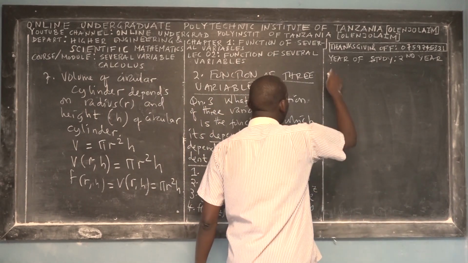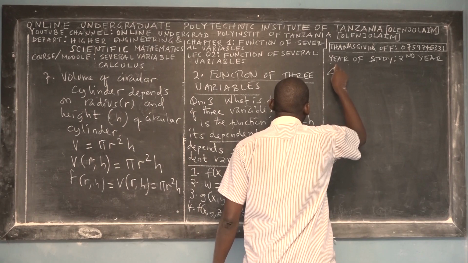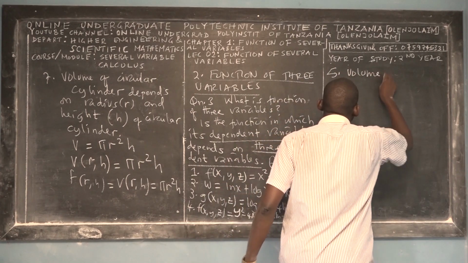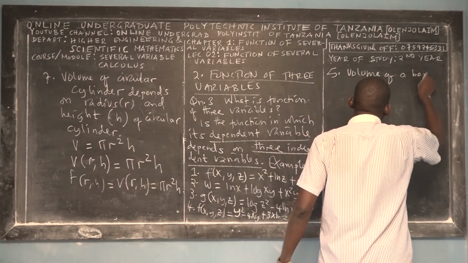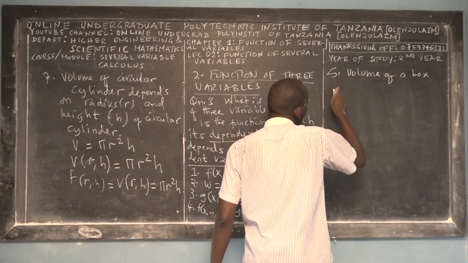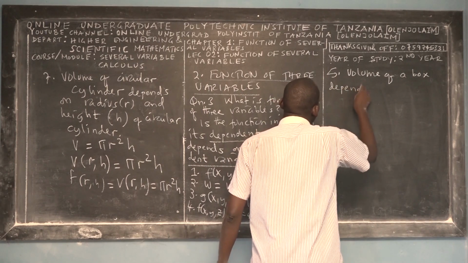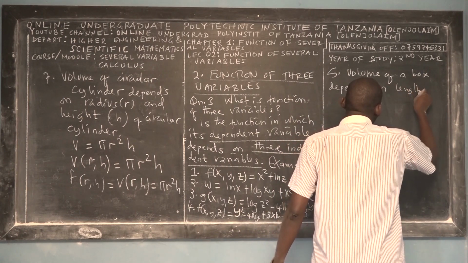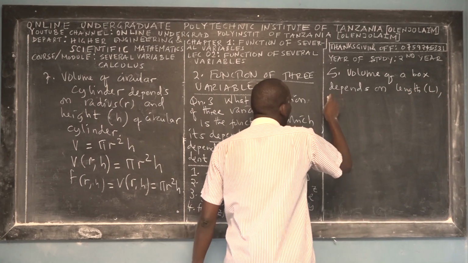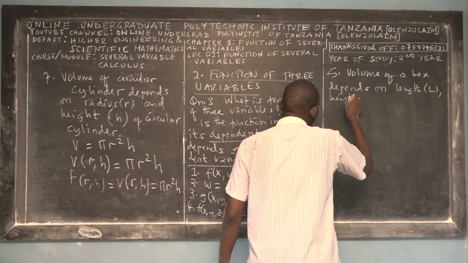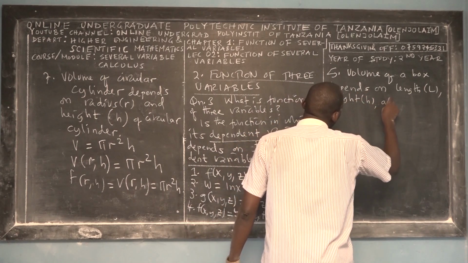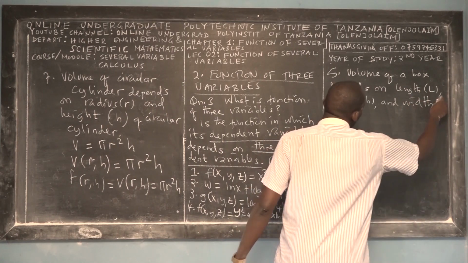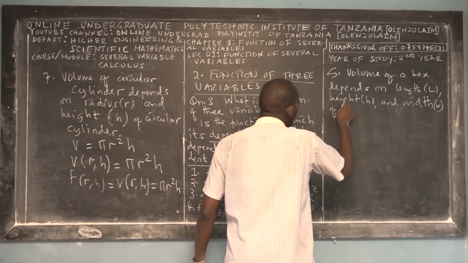Okay, so again, real life examples. This is example number 5. We can think about the volume of what? Of a box. The volume of a box, we say, depends on what? It depends on the length of the side, the height of the box, which is called h, and width. Width of the box.